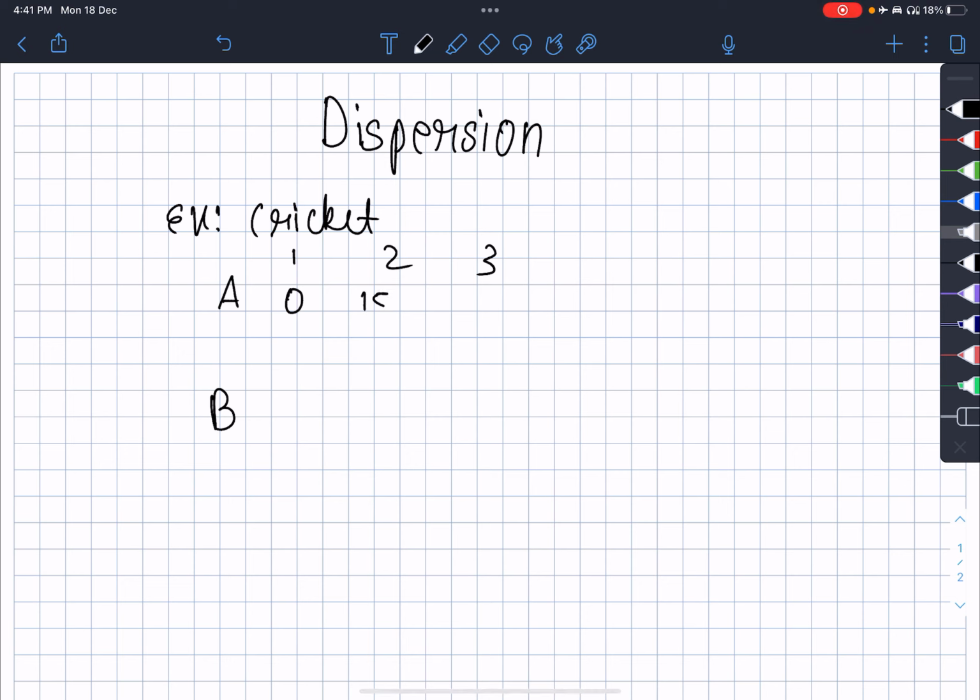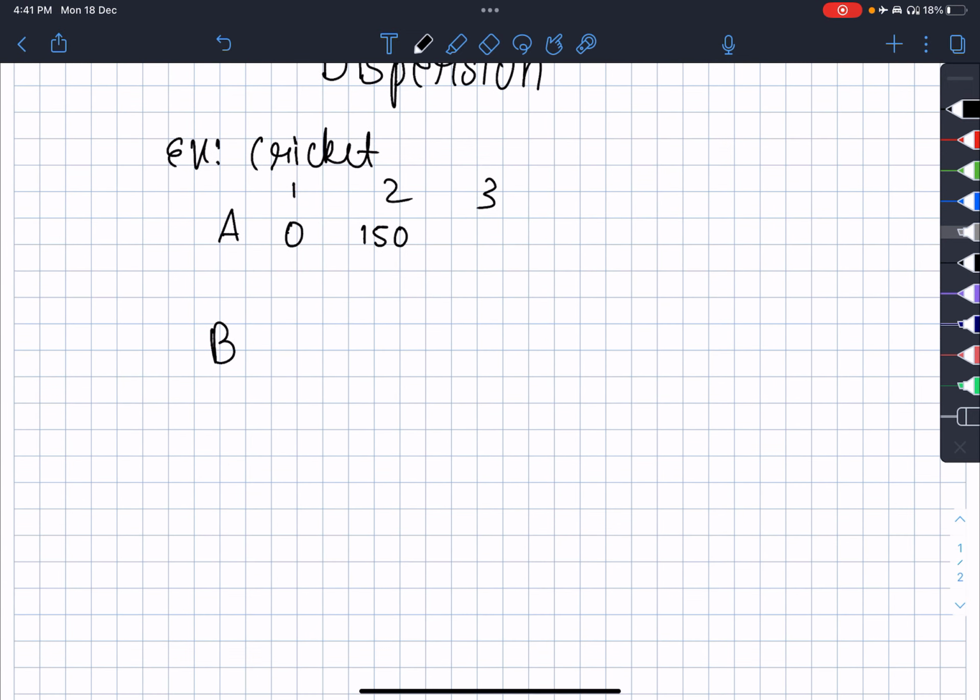In the second match he made 150, and in the third match he made zero. 150 is a pretty good score for one innings. Now we have another player, player B, who scored 50 in the first match. In another match he scored 30, and in the third match he scored 70.